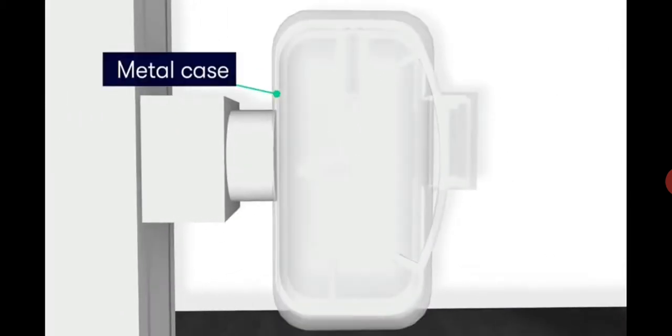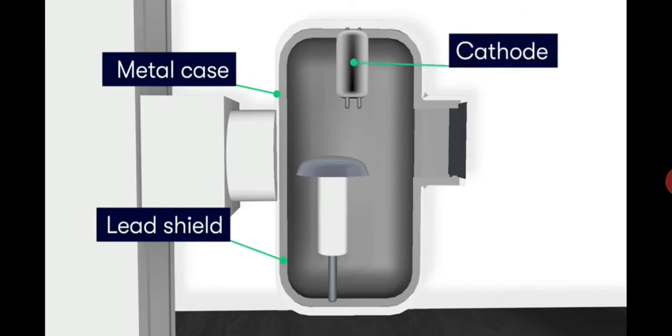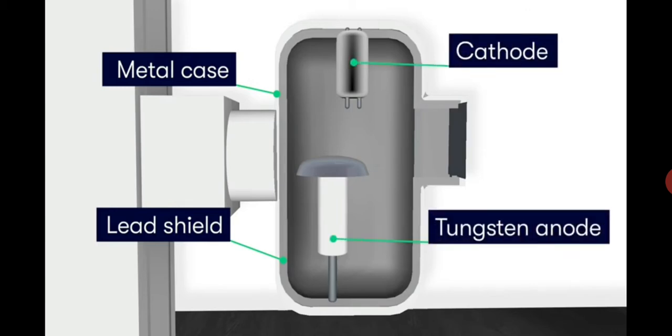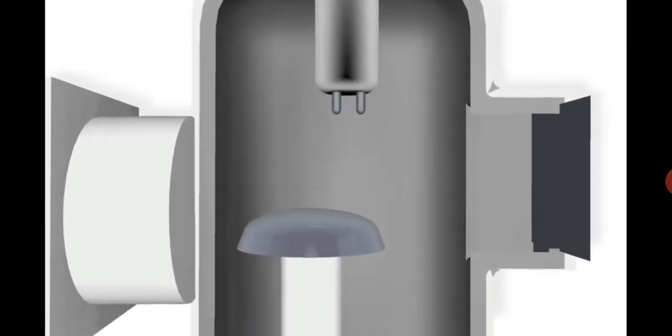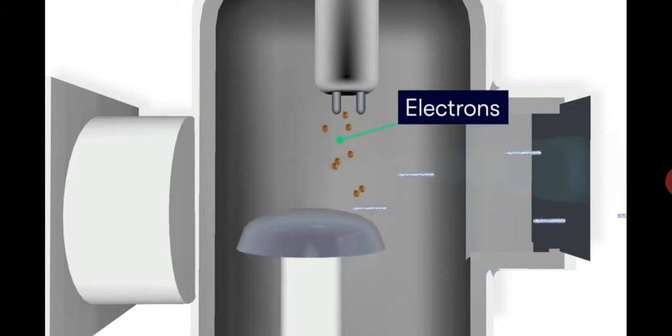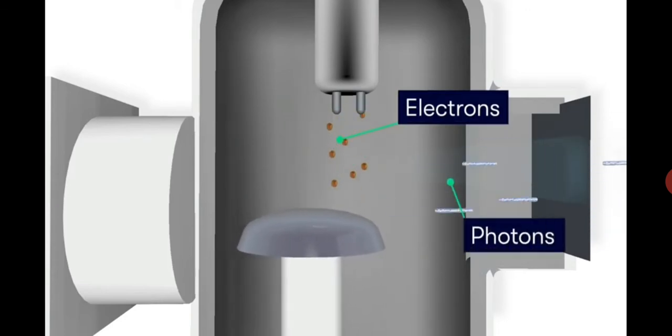The X-ray machine consists of an outer metal casing, which surrounds a lead shield. Inside the machine, there is a cathode and a spinning tungsten anode. What happens is that high-energy electrons are fired from the cathode, and they're aimed at the rotating tungsten anode. These electrons collide with atoms in the anode, which in turn produces X-ray photons.